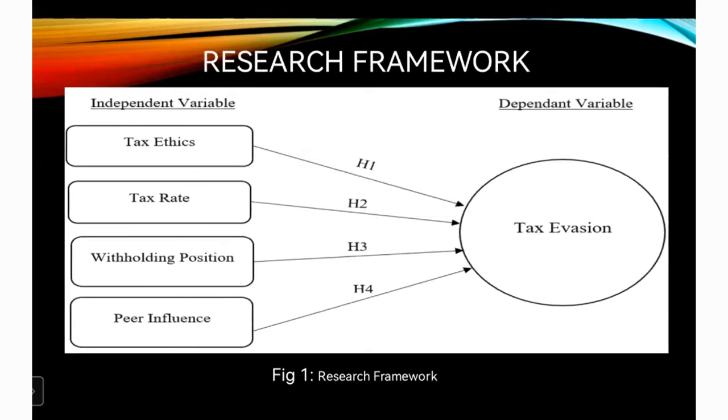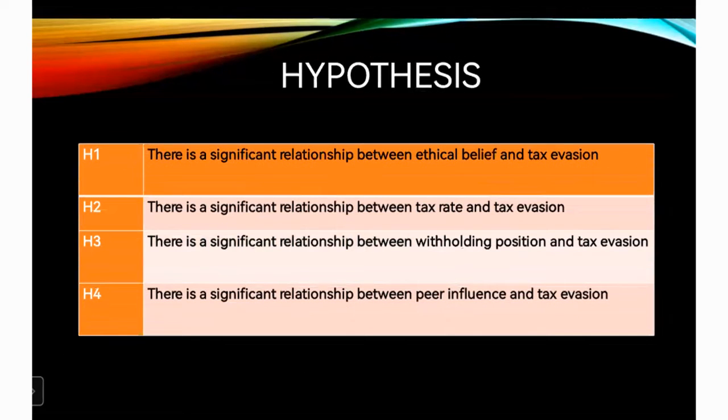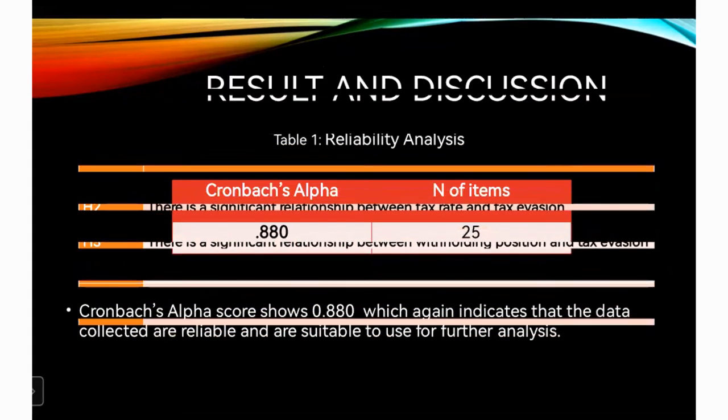This is my framework. Tax evasion is the dependent variable, and the other four are the independent variables that I discussed earlier. This is my hypothesis. By looking into the hypothesis, my interest is in the relationship between ethical behavior and tax evasion, tax rate and tax evasion, withholding position and tax evasion, and finally the relationship between peer influence and tax evasion. So here is my result.